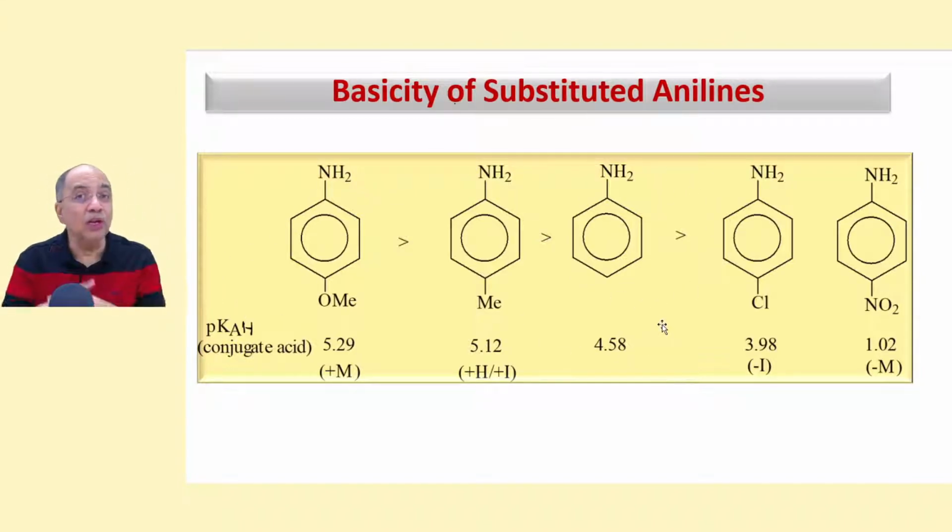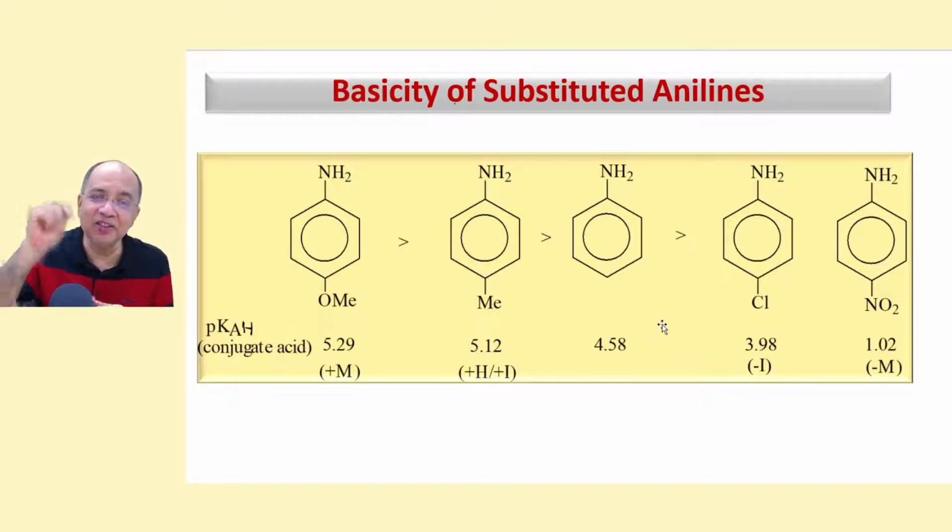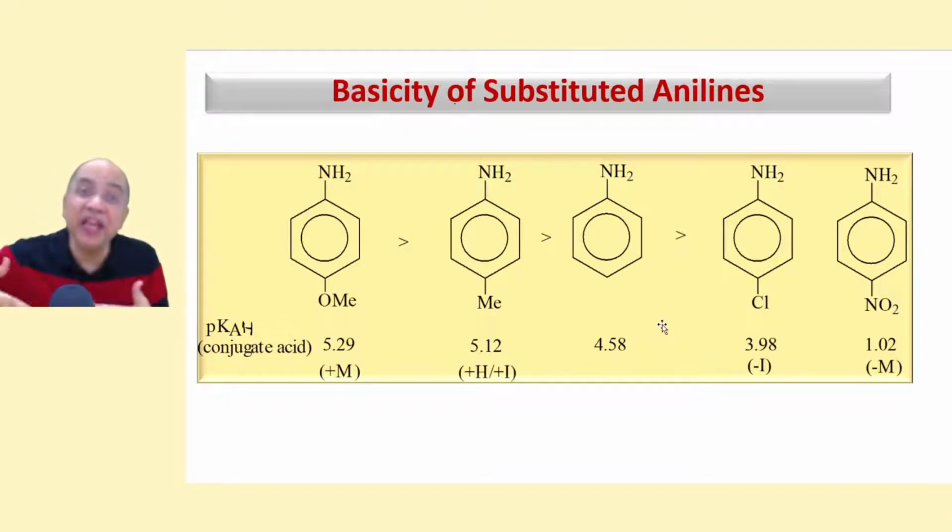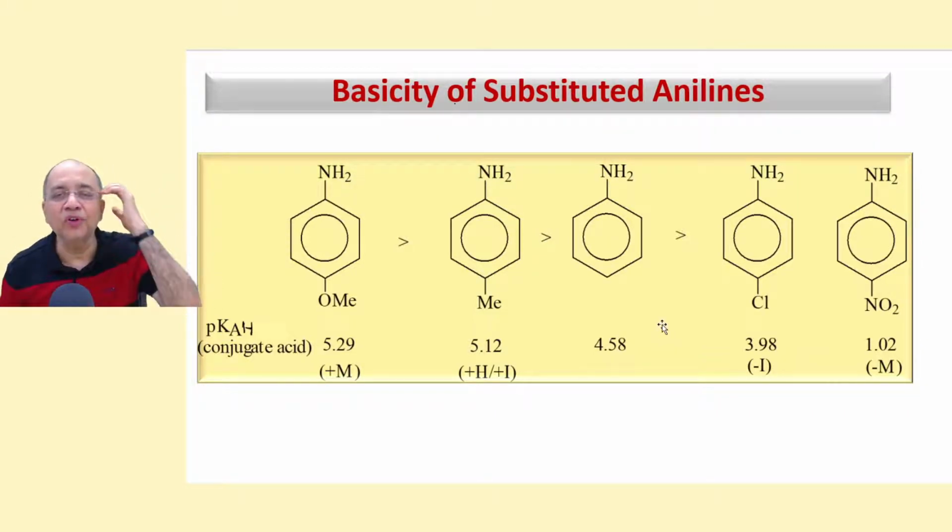And I remind you that we love to study the relative base strength of amines from their pKaH values. That is the pKa of their corresponding conjugate acids. In this case, it is the anilinium ion, NH3+. The more the pKaH, the more the acid strength of the conjugate acid. Had we taken the pKb of these bases, then it would be the inverse relationship: the less the pKb, the more the base strength. But we are in the habit of comparing pKaH, that is, the pKa of its conjugate acid.